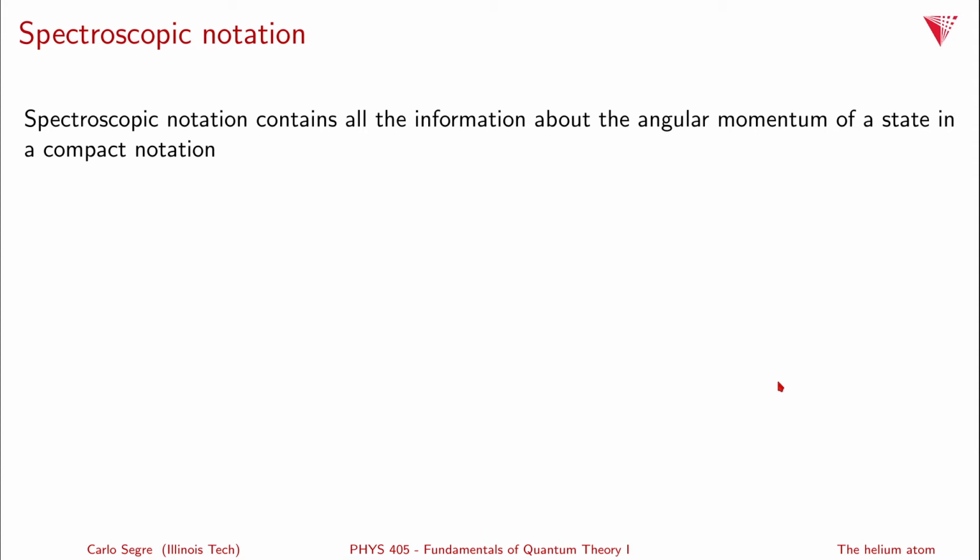Now, a note about spectroscopic notation. The spectroscopic notation contains all information about the angular momentum of a state in a compact notation. And it's very useful to know how it is because you'll see it a lot in spectroscopic studies. What does it look like? Well, it has this form. You have a superscript 2S plus 1, then you have a large L and a subscript J.